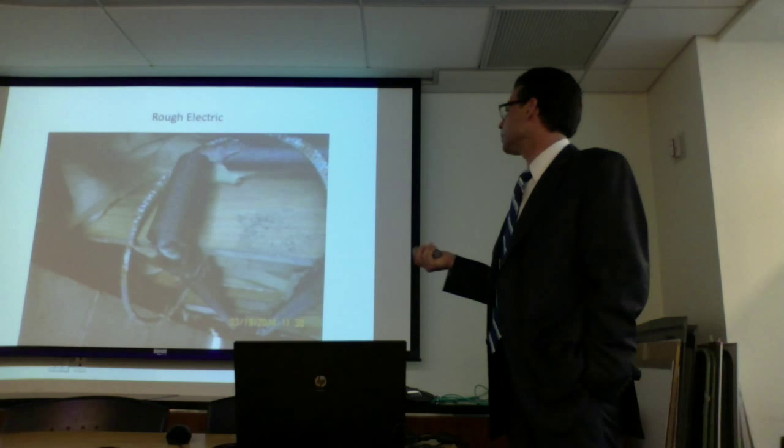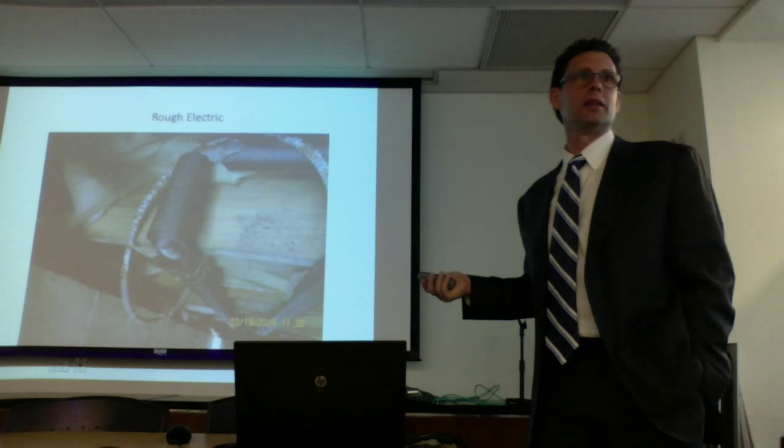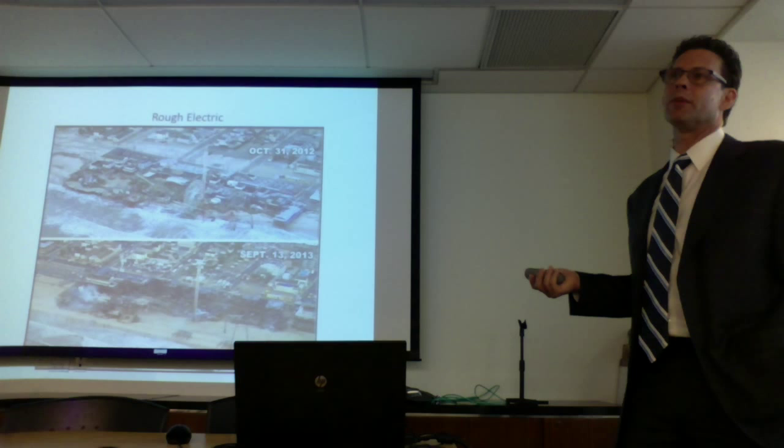This is a photo in the report of rough electric. I'll reference BX wiring later, but this is metal wiring that is rusting away. There was a substantial fire on the Jersey Shore, and it was attributed to electric post-Sandy.